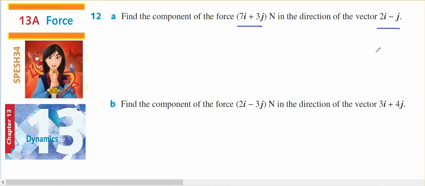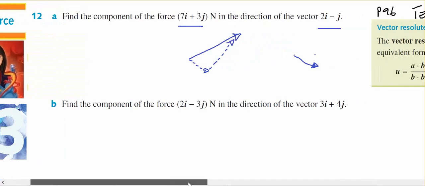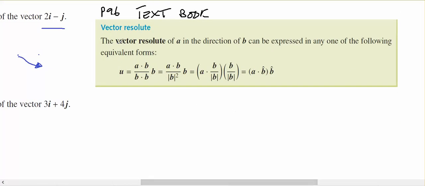So I've got this vector which goes across 2 down 1, so it's in that direction. And I have this vector which is 7 across and 3 up. So I've got to change my 7 across and 3 up into a vector in the direction of this one and one that's perpendicular to this one. In actual fact, this is vector resolutes. So I'm going to use the resolute of vector A in the direction of vector B, and I can use any of these forms.